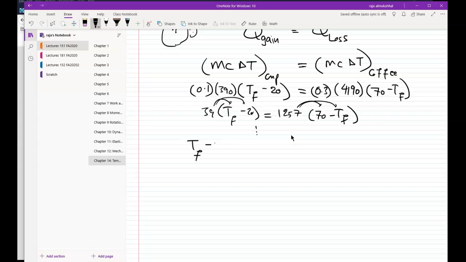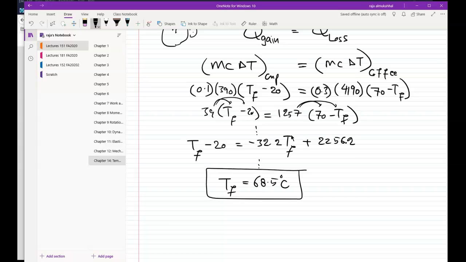TF minus 20 equals minus 32.2 TF plus 2256.2. Okay? And then you work it out, you collect the TFs together, and you'll end up with TF equals 68.5 degrees Celsius. Okay?